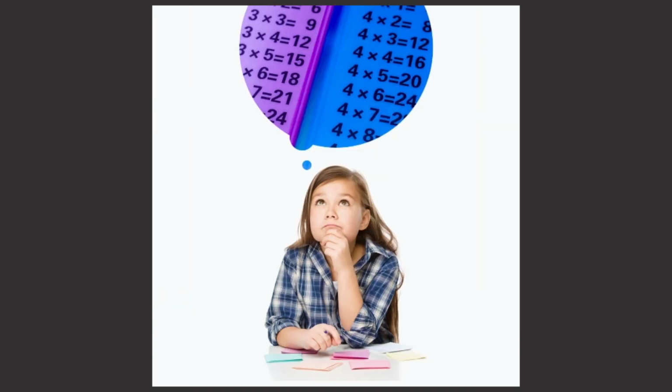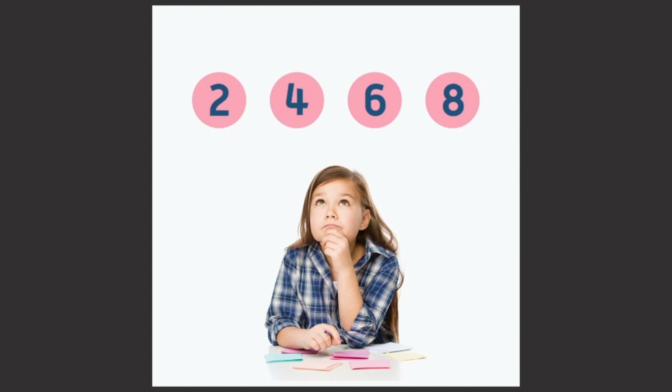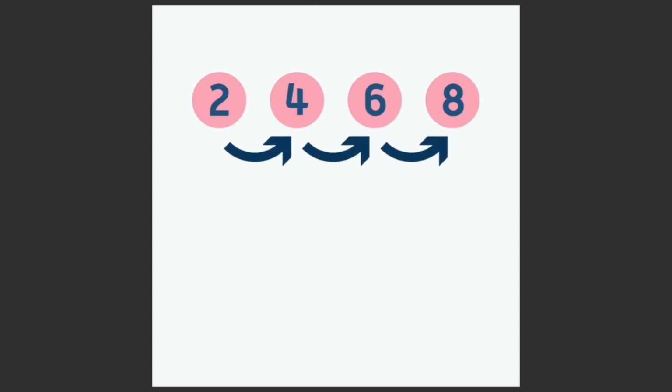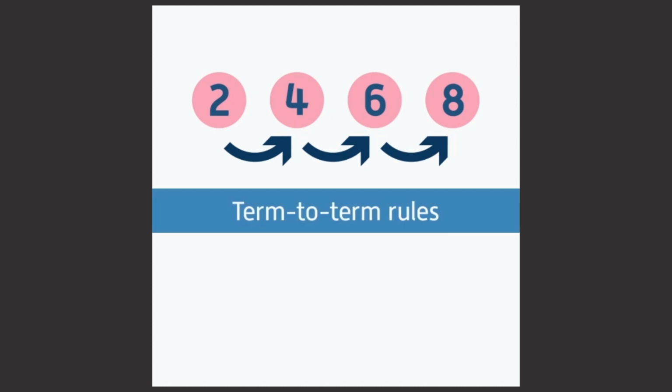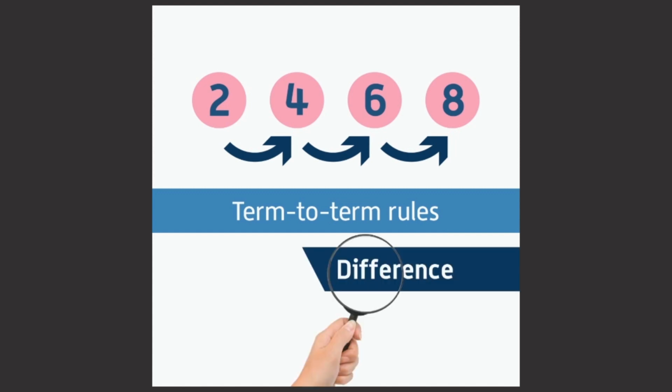From a young age, you will have become familiar with number patterns and sequences like times tables. For example, 2, 4, 6, 8 is the start of the 2 times table. In this chapter, we will look at how we move from one term to another using term-to-term rules. Very simply, we look for the difference.